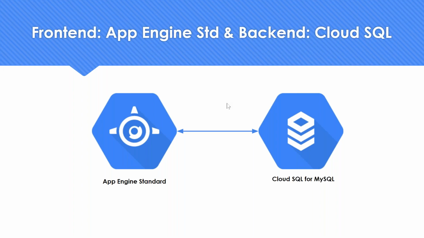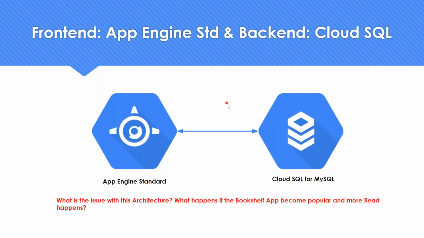Clear? Okay. Now, if it's clear, the question for you now is basically what's wrong with this architecture? So what could be the issue with this architecture? Now, this is an architecture related question. That's where we will jump into. What happens if the bookshelf app becomes very popular and more reads happen? It's a bookshelf, right? So people want to read at least a preview. Now, assume many people are going to request for read. Maybe they are not going to purchase the book, but at least read is happening very much.